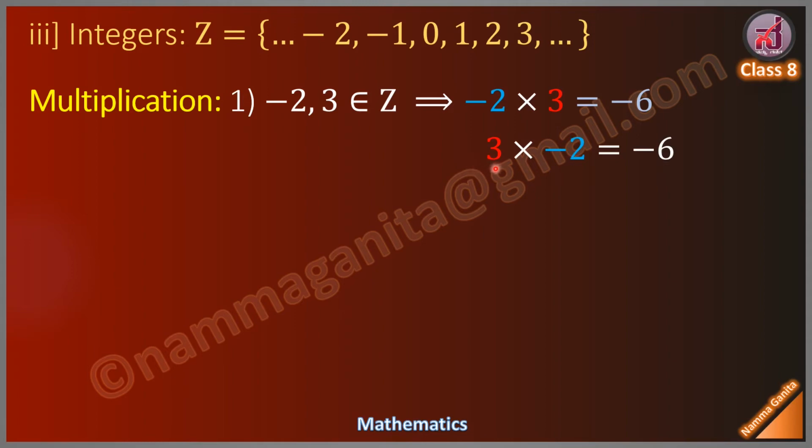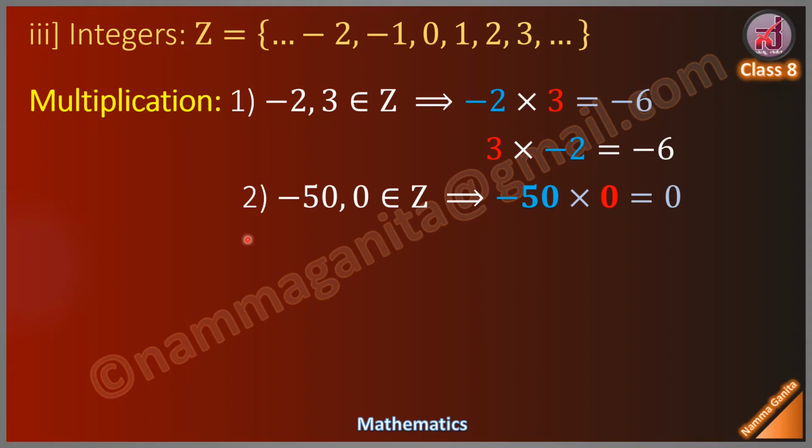Now, consider 3 into minus 2. Plus into minus is minus. 3 2s are 6. Answer is minus 6. Therefore, minus 2 into 3 is same as 3 into minus 2.